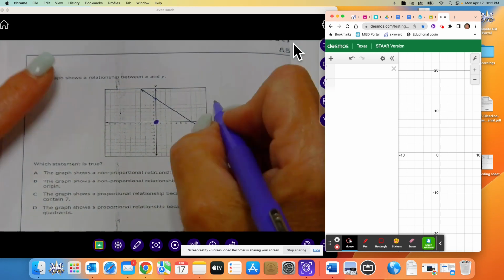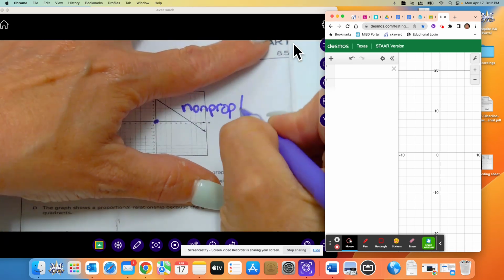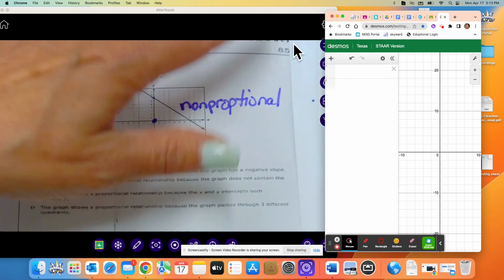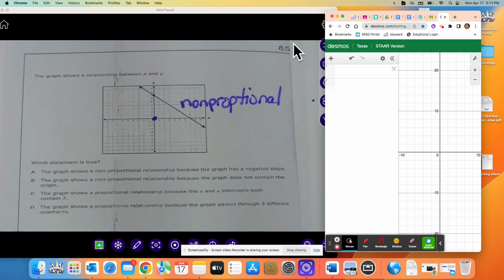So this is going to be non-proportional. What makes it non-proportional is that it does not cross through the origin. It has nothing to do with the slope, and nothing to do with the direction of the line. So let's look at our answer choices.